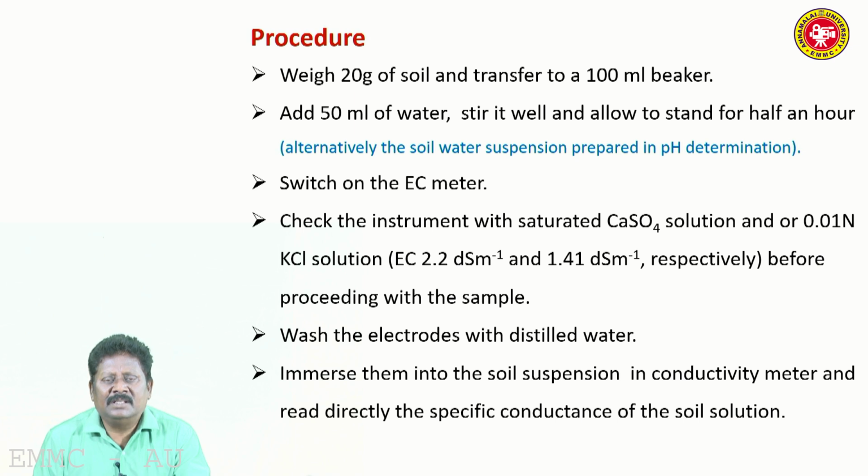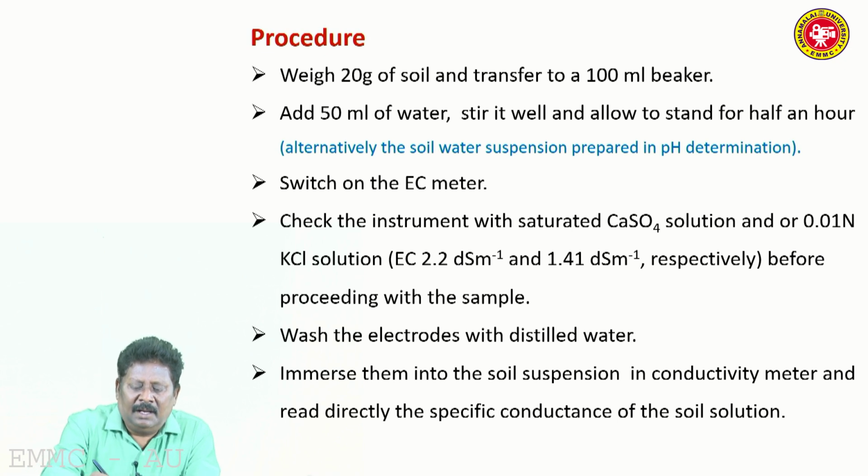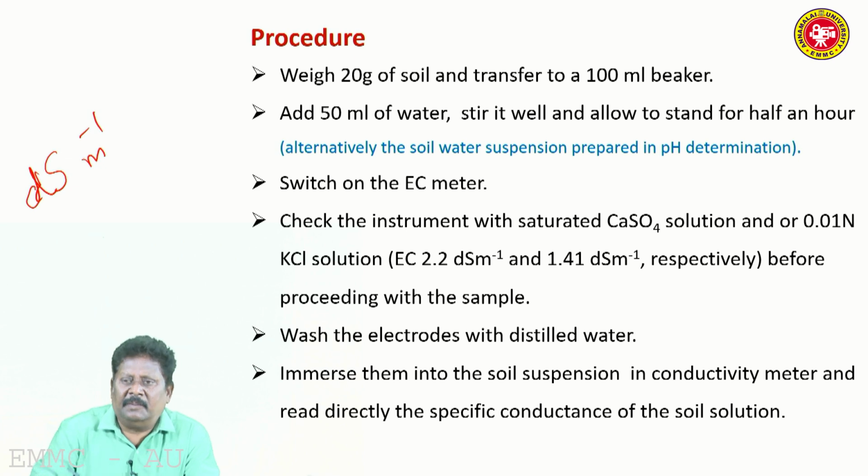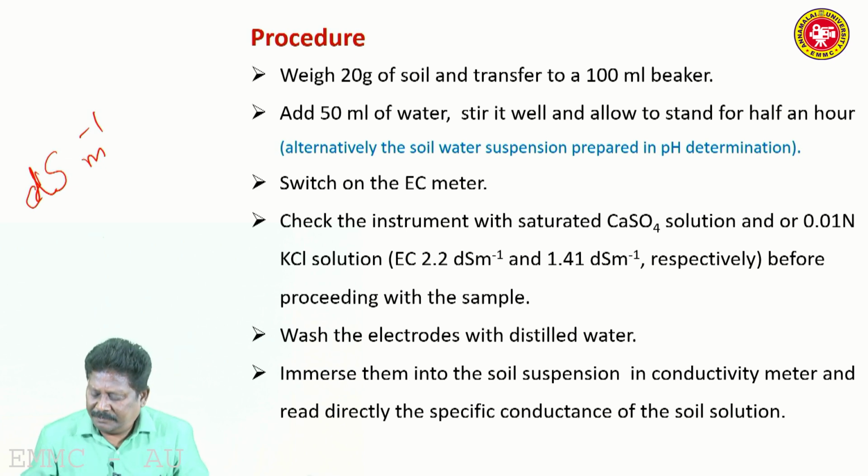Then afterwards, wash the electrode with distilled water, wipe out the excess moisture, then put the soil water extract prepared for the EC determination, dip the electrode, and note the reading. So, that completes the determination of EC value. The EC value will be expressed in decisiemens per meter.